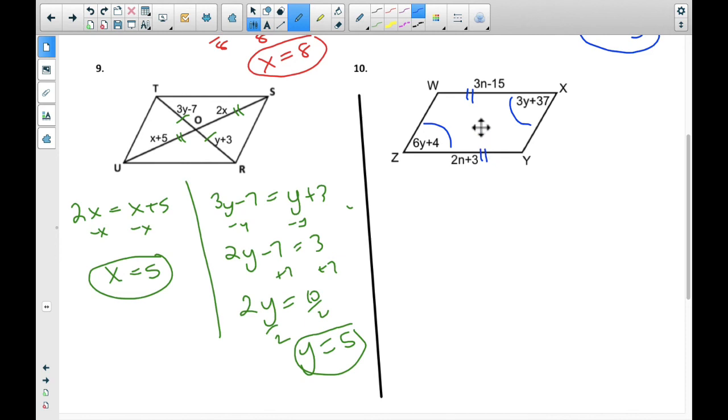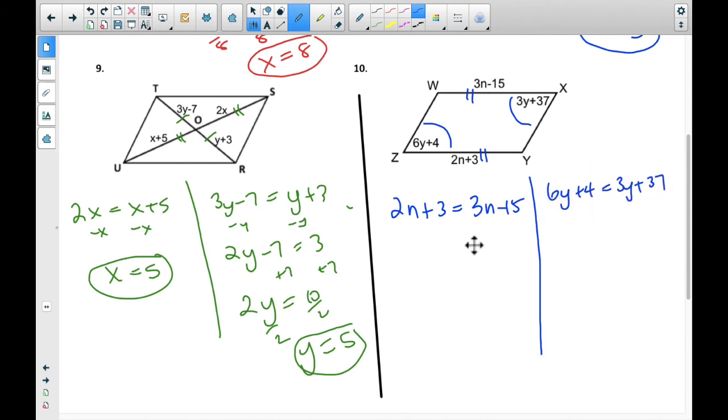Okay, the last one, again, there's a bunch going on, but we can just separate it into two separate problems. Because we have the two sides that are across from each other, so we can set those equal to each other. So 2n plus 3 is equal to 3n minus 15. And then separately, we have these angles, and the angles are also across from each other, so we can set them equal to each other.